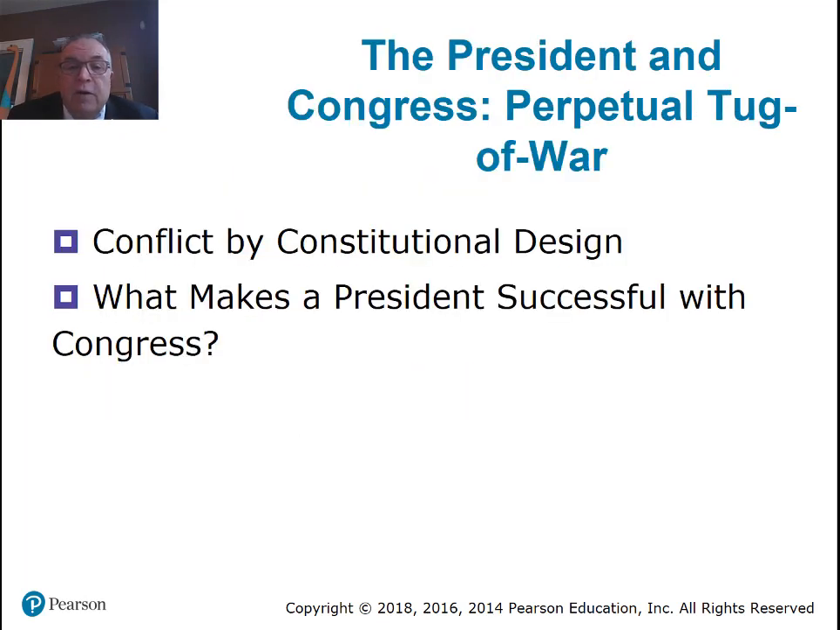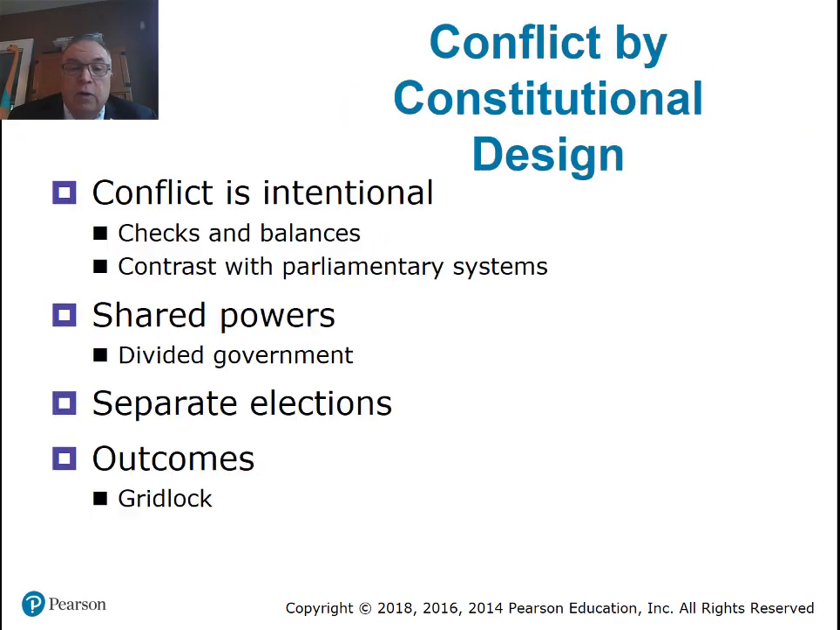The president and Congress, the perpetual tug of war. So the president and Congress are, by definition, set opposed to each other. It's constitutionally designed. So what makes the president successful in working with conflict in that conflict? Well, the checks and balances that we talked about in the first module are why it is difficult. And this is really different than the parliamentary system, where the prime minister gets to run. And so ideologically and programmatically, they're supposed to carry things out.